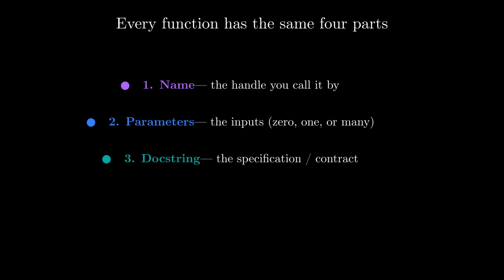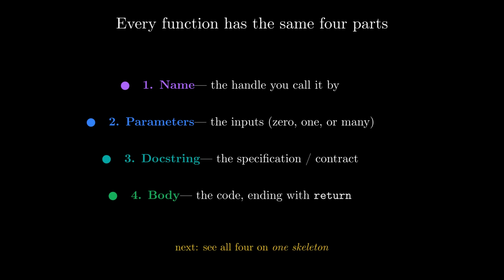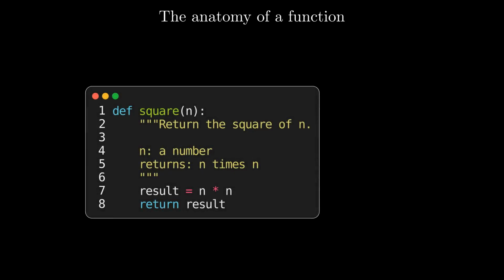So what exactly are you building when you write a function? Every function you will ever write has the same four parts: a name, a set of inputs, a docstring, and a body. Let us look at all four together on a single skeleton, so you know what belongs where before you write your very first one. Here is the anatomy of a function.